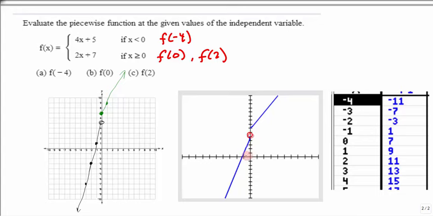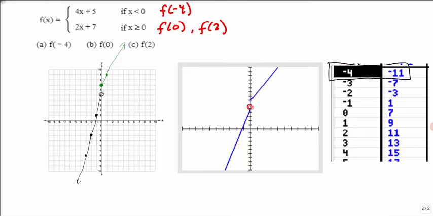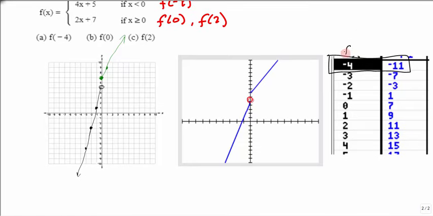Now, if I want to know what f of -4 is, I could go 1, 2, 3, 4 in the negative direction and move down, but it's still kind of hard to tell here. So I don't think this is going to be helpful, but this is helpful. This tells me right here that f of -4 equals -11. So this represents f of -4 equals -11.